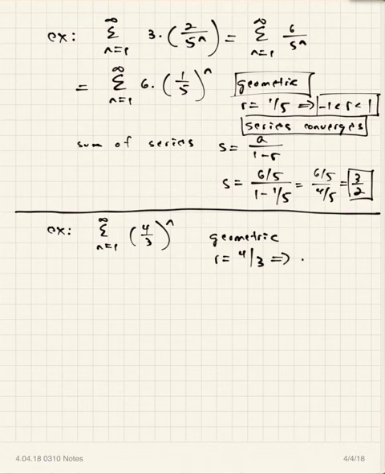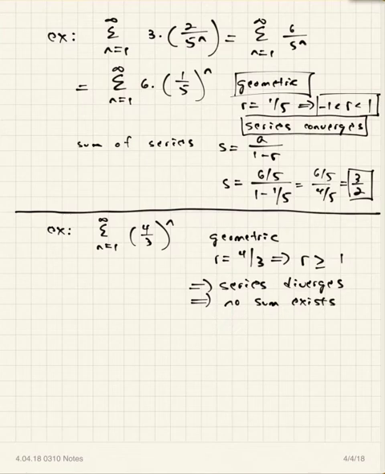But in this case, what do we have? That R is bigger than or equal to 1, certainly. And so right away, I simply say that this series diverges, and I'm done with the problem. There's nothing else to do. There is no sum that exists. So no sum exists here because this series diverges. That just means that the terms of the sequence of partial sums just get larger and larger and larger forever.